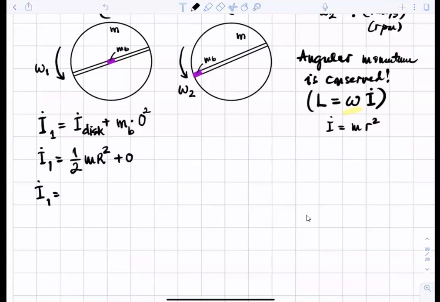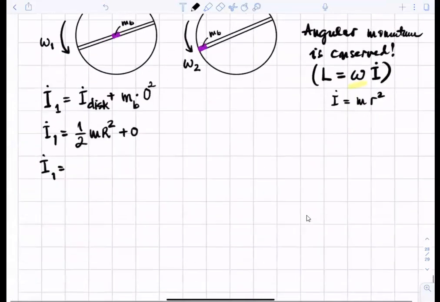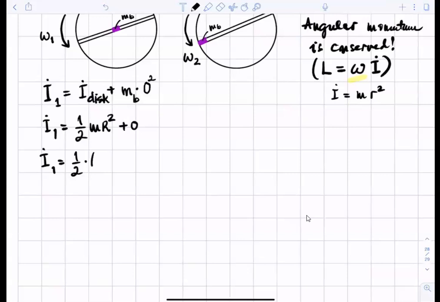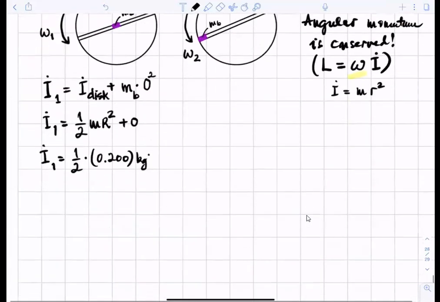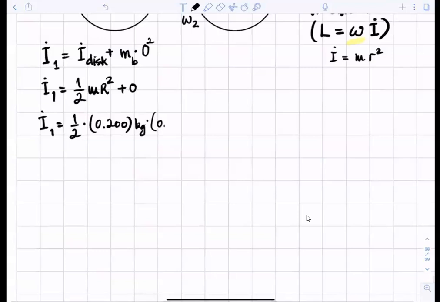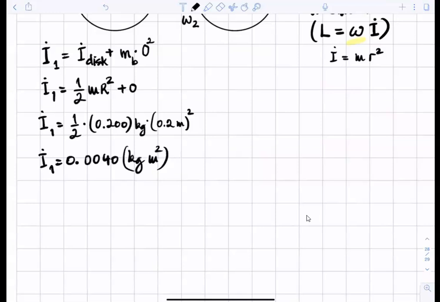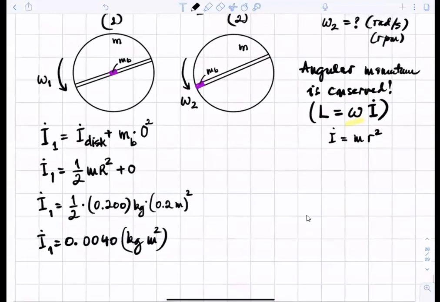So in our case right here, we get 1/2 times 0.200, those are kilograms. And then we talk about the radius. Diameter is 40, radius is 0.2. So 0.2, those are meters, all squared. So essentially we get 0.0040 kilograms meter squared.